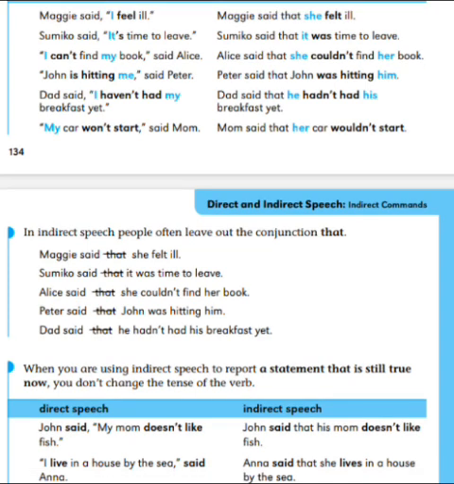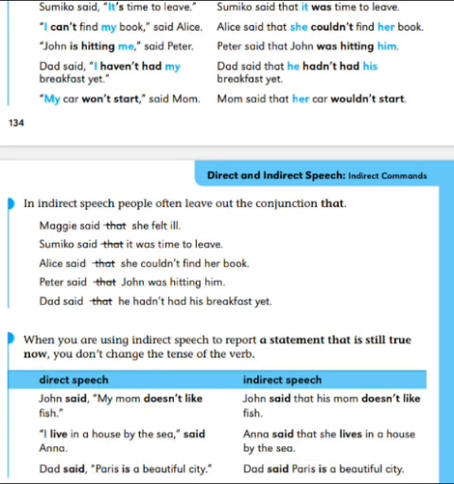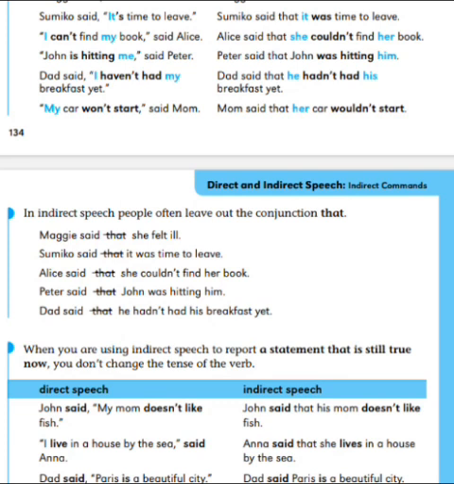Dad said, "I have not had my breakfast yet." Dad said that he had not had his breakfast yet. "My car would not start," said Mom. Mom said that her car would not start.